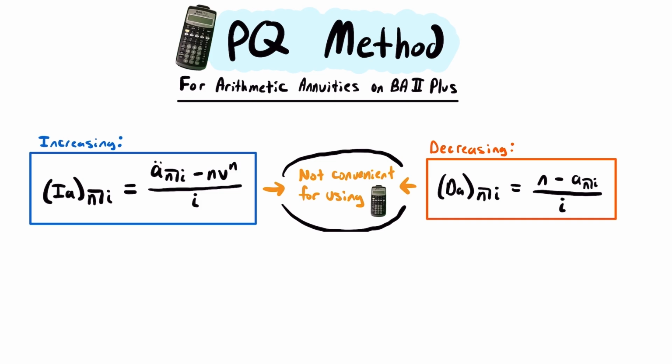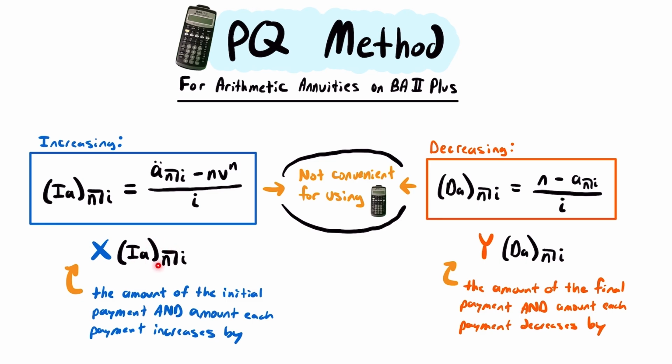And here's what I mean by that. For an arithmetic increasing annuity, when using this notation that represents this formula, whatever number you multiply by that notation or by that formula, the number you put out front, in this case I'm representing it with x, the value of x has to be the amount of the initial payment of the series of payments for that annuity, and it has to be the amount that each payment increases by. So for example, if we let x be 100, then that would mean that for this arithmetic annuity, the first payment or the initial payment is $100, and every payment increases by $100. That is what this notation would represent if you're multiplying it by 100.